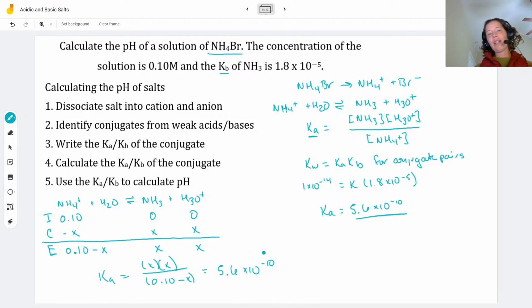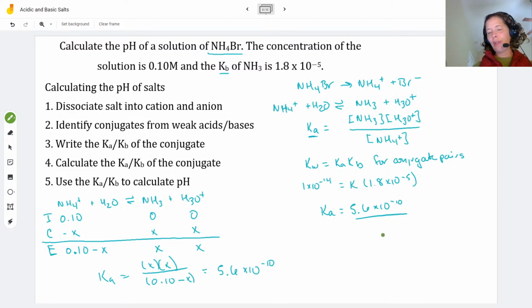All right, I've got a quadratic here. x times x is x squared. What I'd really like to do, of course, is drop this minus x right here, because then I can solve for x squared by just doing a square root. But of course, we have to test and see if we can drop that minus x.